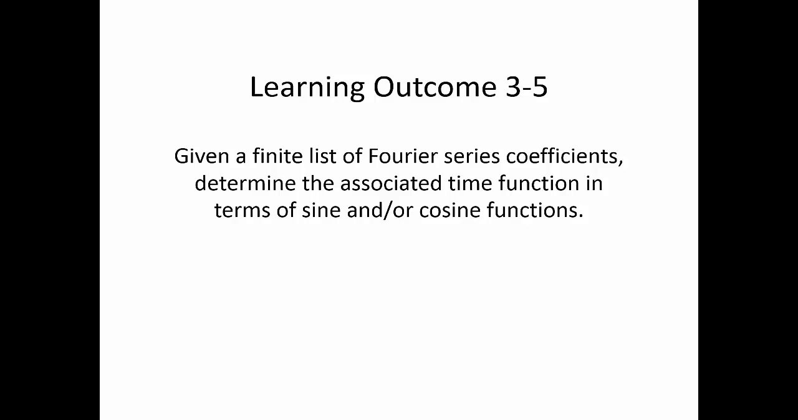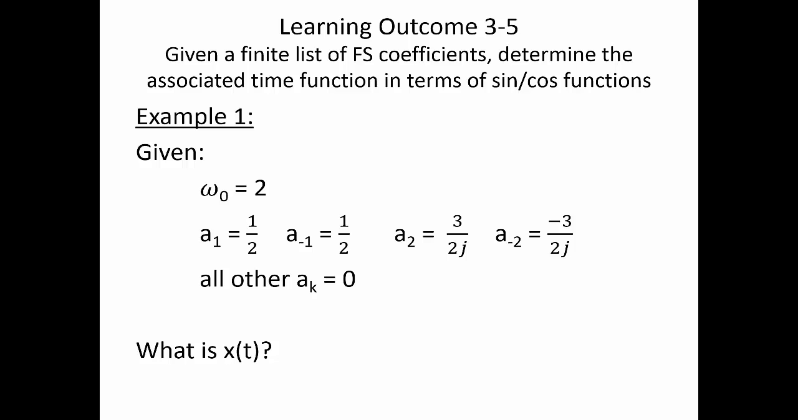Learning outcome 3.5. Given a finite list of Fourier series coefficients, determine the associated time function in terms of sine and/or cosine functions. Working on this learning outcome is the same as learning outcome 3-4, but in reverse.